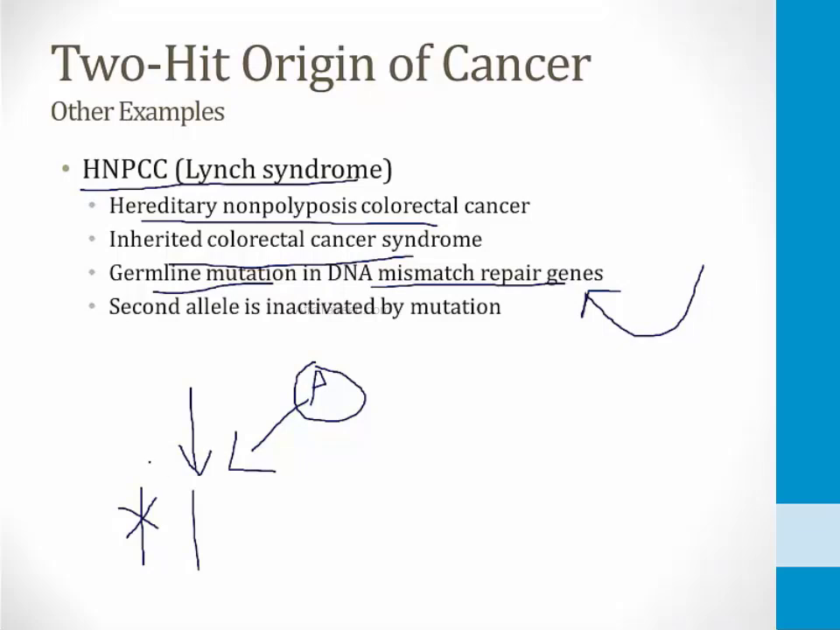In addition, because that offspring has that mutation in all cells of their body, it will also be present in their germ cells, and therefore they can pass it on to the next family member, and therefore this tends to be a family which has lots of colorectal cancer, all because of this germline mutation.